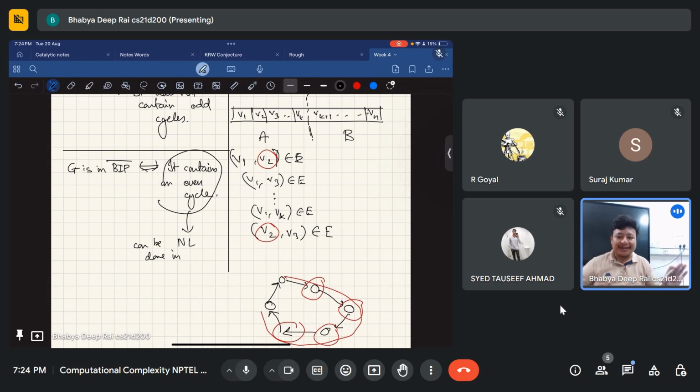Now we have an NL algorithm for bipartite complement. Now can you fit the rest of the final puzzle piece? Can you give me an NL algorithm for bipartite? Checking whether it's bipartite. Yeah, go ahead.